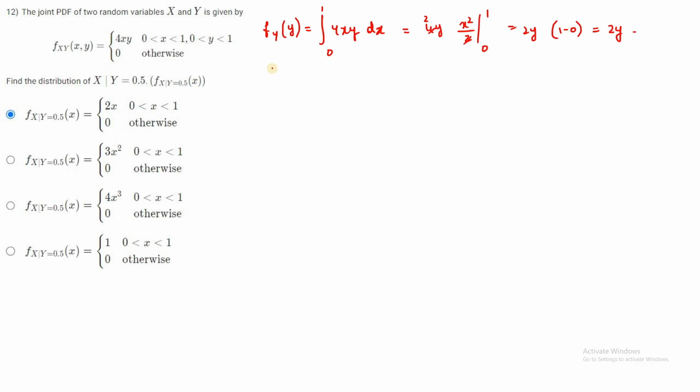Okay, now what is fy of 0.5? That is nothing but 2 into 1 by 2, that is nothing but 1.